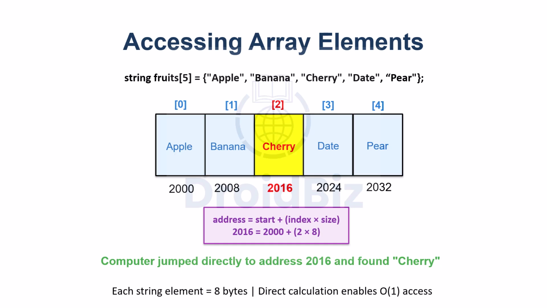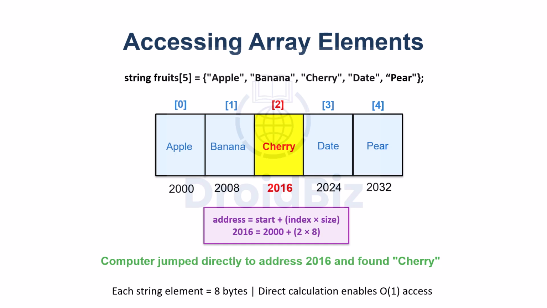Look at the memory addresses shown below each element. The first element, apple, is at address 2000, banana is at 2008, and cherry is at address 2016, highlighted in red. The computer did not need to check apple at address 2000 or banana at address 2008. It jumped directly to address 2016 and found cherry immediately. Let me explain the mathematical formula the computer used. The formula is address equals start address plus index multiplied by element size. In our example, 2016 equals 2000 plus 2 times 8.